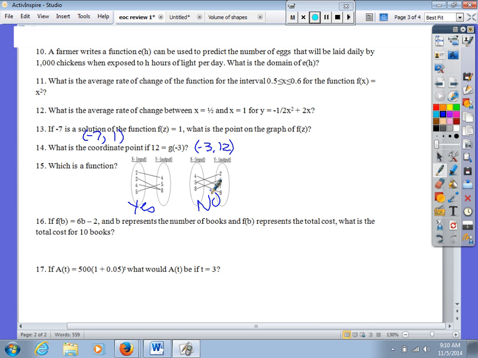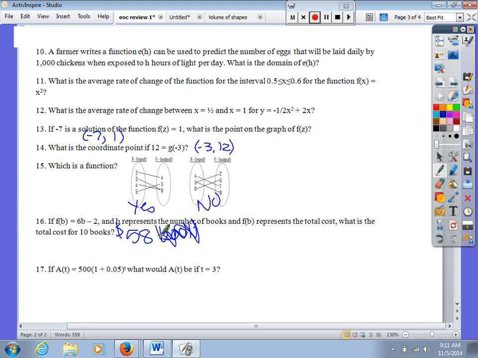It says if f of b equals 6b minus 2, what is the total cost for 10 books? What do you do with that 10? You just plug it in. So what's 6 times 10 minus 2? 58 is our answer. What is the total cost? So $58.